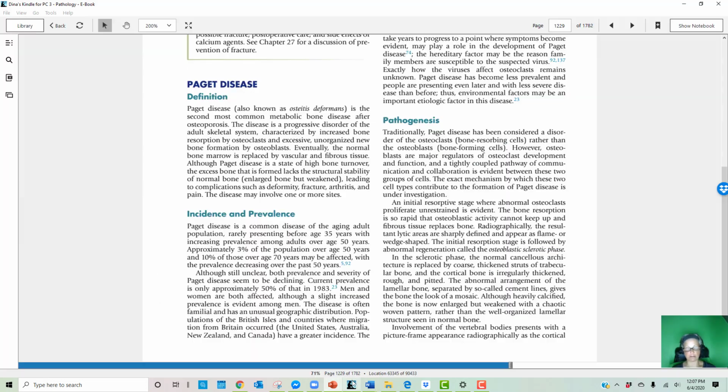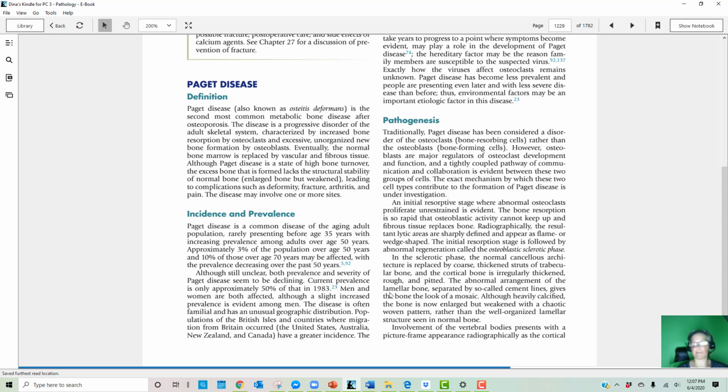So we will go ahead and go straight to the reading out of the pathology book.